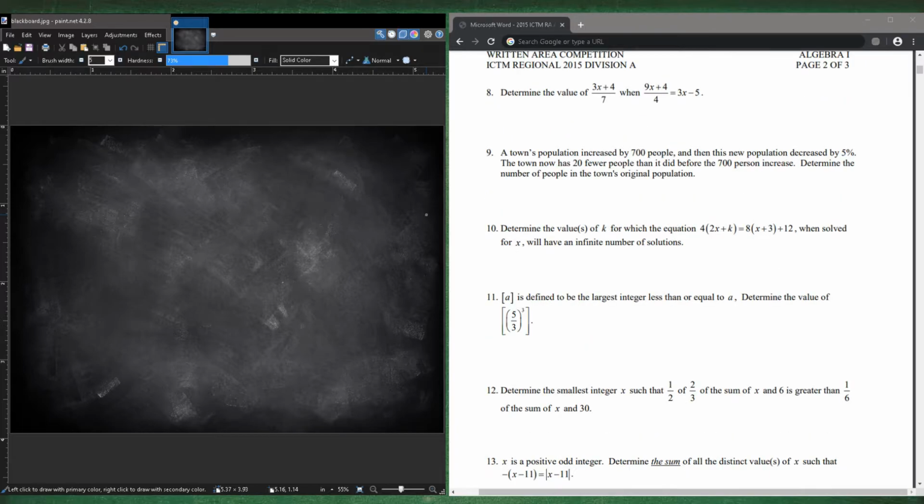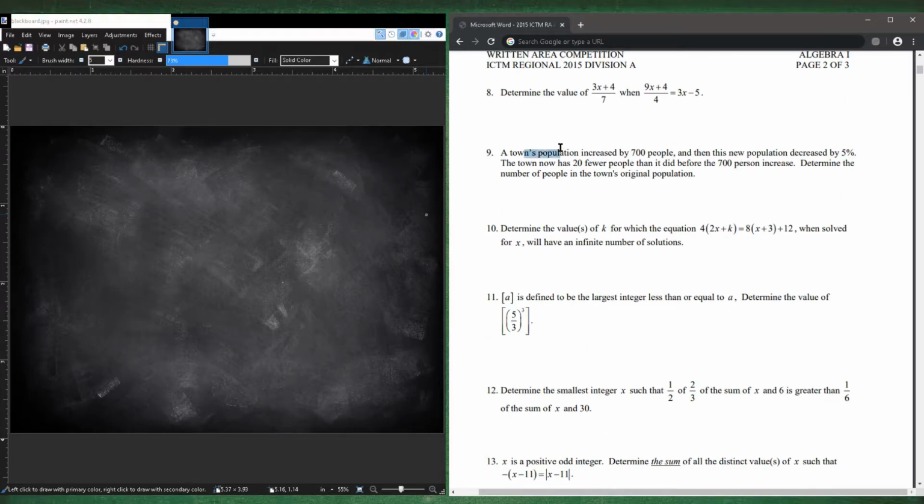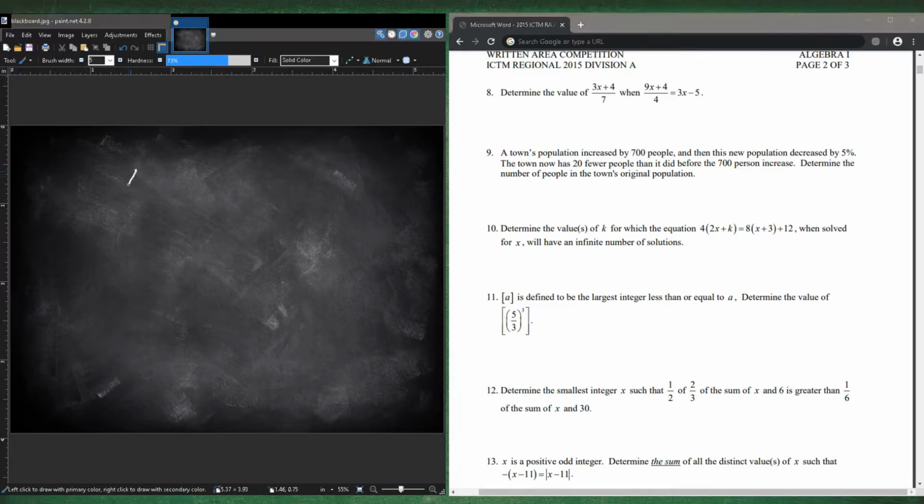Number 9, a town's population increased by 700 people. Then this new population decreased by 5%. So let's say x is our original. It adds 700 people, and then it decreased by 5%, so it has 0.95 remaining. So 0.95 times (x plus 700). Now the town has 20 fewer people than it did before the 700 increase. So that's the original minus 20.